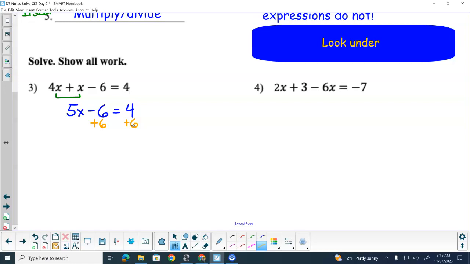What does that give me then? 5x equals 10.